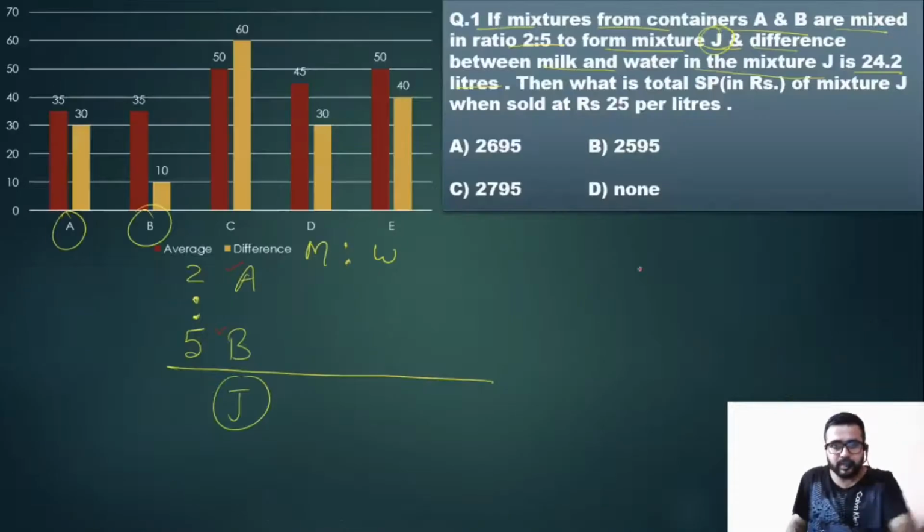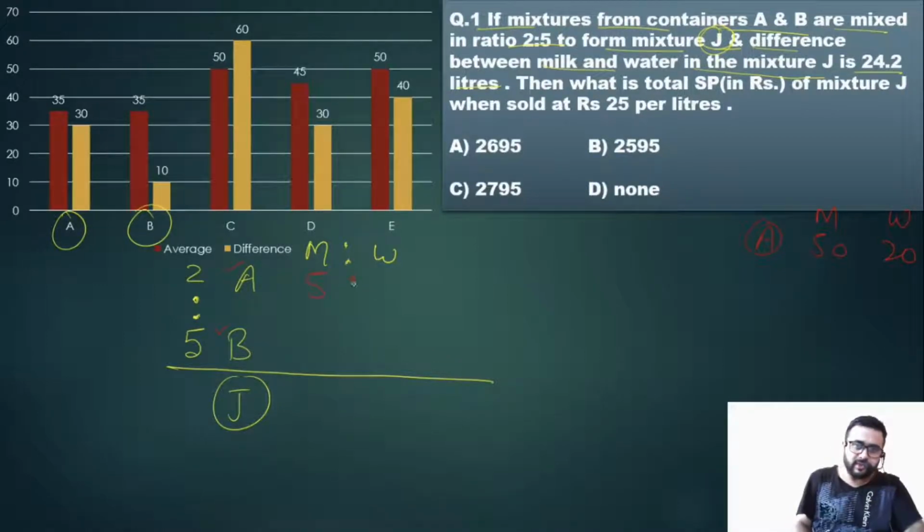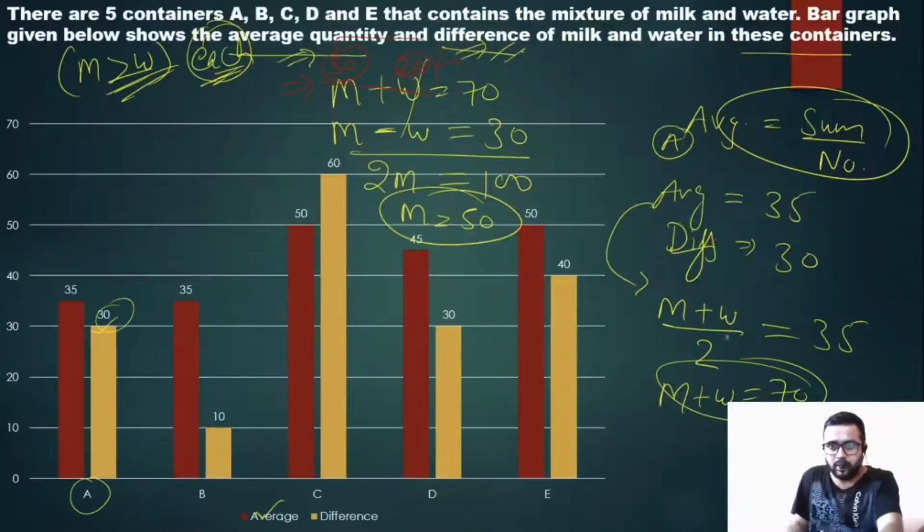So can I say here, for A your milk is 50 and water is 20. If I need the ratio, I'll just cut this 0 with this 0. So I'll get here 5:2. So you can say the ratio of milk and water in A is 5:2. Now we'll talk about B. In B, your average is 35. Means can I say milk plus water will be 70? As you know, average is sum divided by number. So similarly, milk plus water divided by 2 equals 35. Same here, so you get milk plus water equals 70.